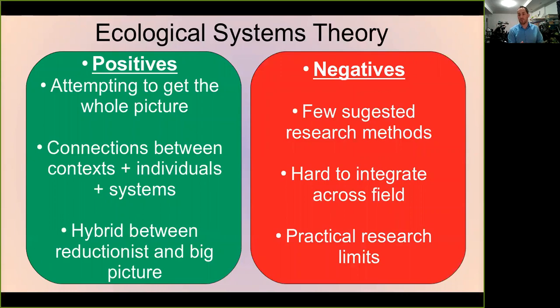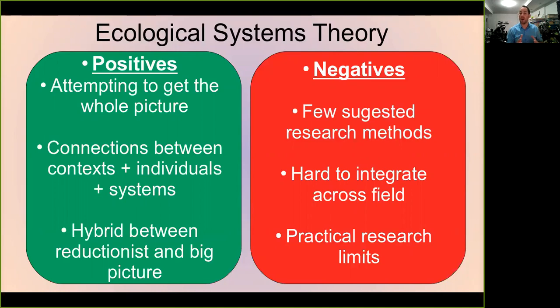Another is practical research limits. If you get a $4 million grant, you might be able to look at many aspects of that whole big picture, but you still can't look at all of them. So you have these practical limitations of humans' cognitive ability to grasp all those pieces, the time to study every single one of those pieces, and the money to study all those individual pieces. So that is a negative of this as well.